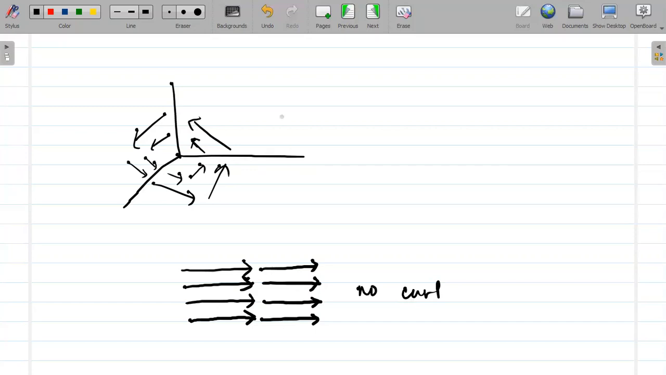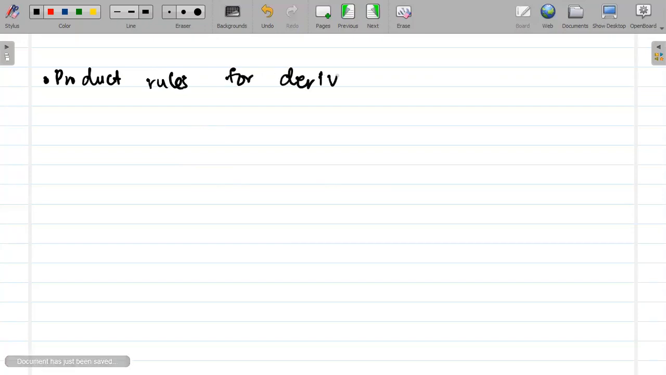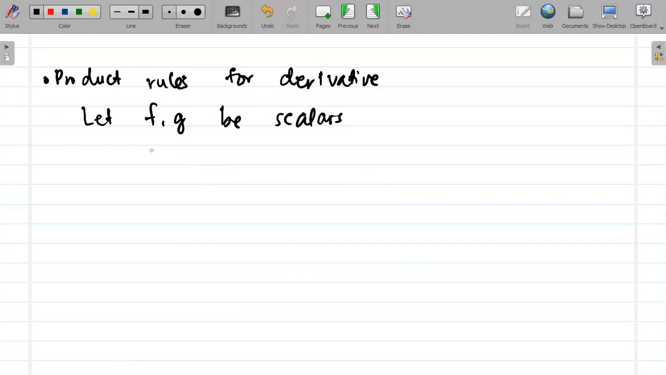Now, ililista ko lang, class, yung product rules for the derivative. So, daanan lang natin to. So, product rules. Parang calculus lang. Parang yung usual na math. Now, class, let f and g be scalars. And we let a and b be vectors. And we let k be a constant.